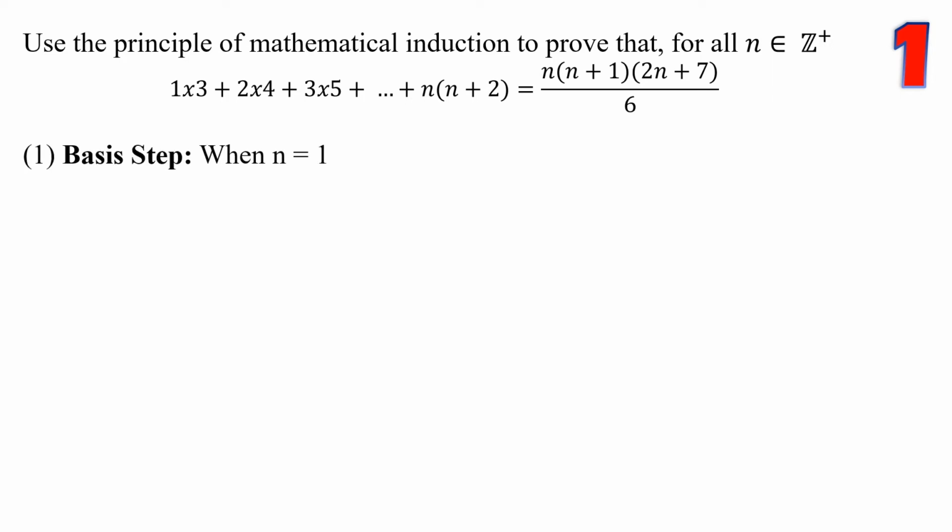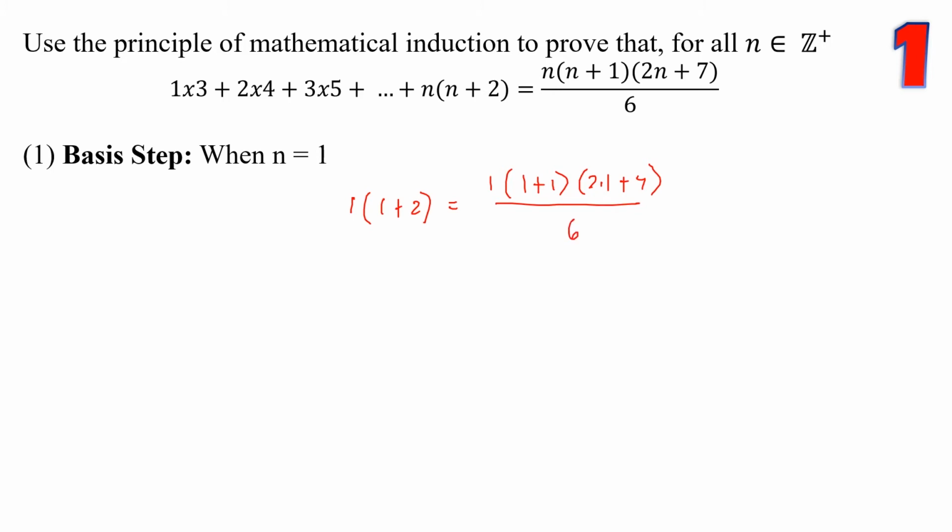Let us start with the basis step, and this is when n is equal to 1. If n is equal to 1, in the left-hand side of the statement we have 1 times 1 plus 2. And on the right-hand side of this statement, we have 1 times 1 plus 1 times 2 times 1 plus 7 all over 6.